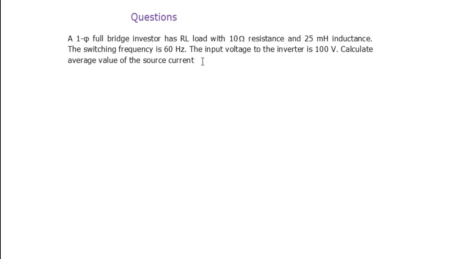To calculate the average value of the source current, we already discussed this. The average DC current is the power consumed by the load divided by VDC. But how to calculate the power consumed by the load? That is the main thing we need to calculate. That is I0 RMS square into resistance, so basically we need to calculate the RMS value, using different components.